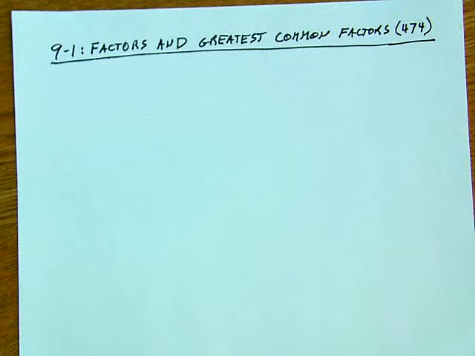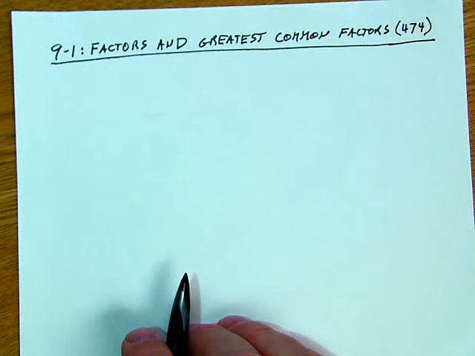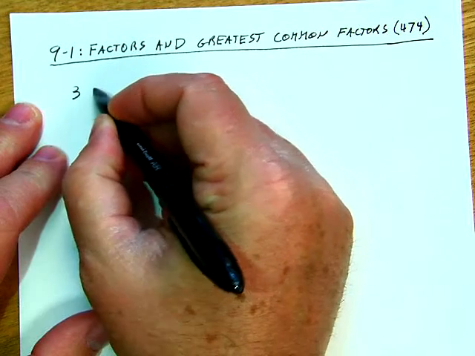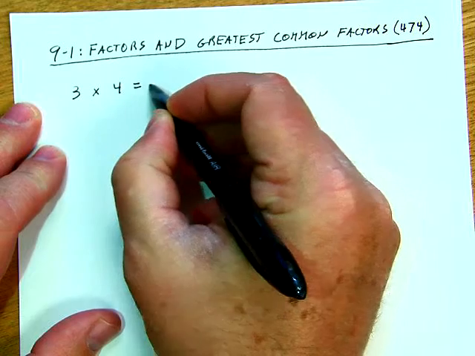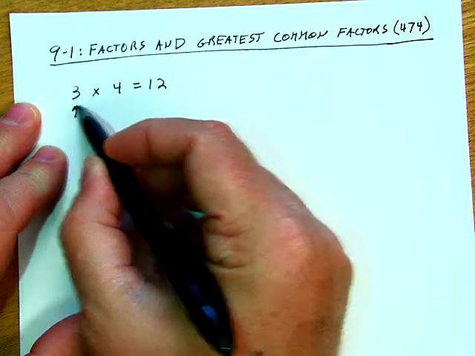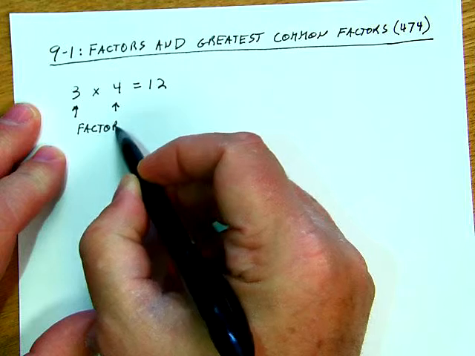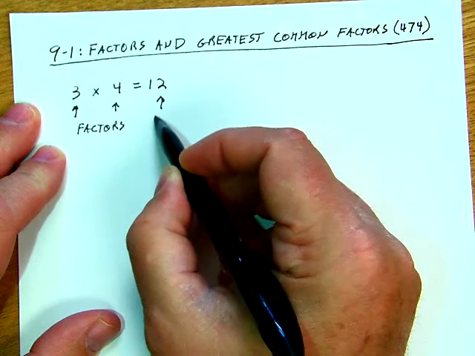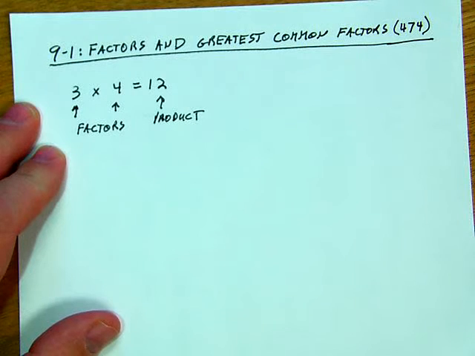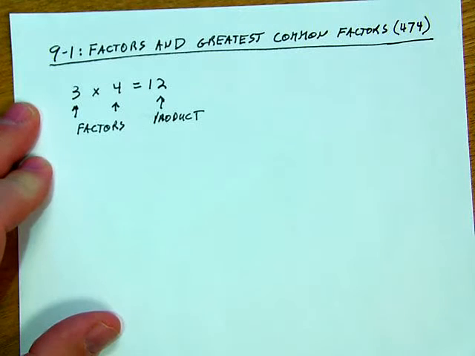Okay, let's start with section 9.1, factors and the greatest common factors, page 474 in your book. First of all, what is a factor? Well, if you remember that when we multiply two numbers together, such as 3 times 4 equals 12, the 3 and the 4 are called factors. The 12 is called a product. Okay? So what we're talking about today is the factors, how to figure out the 3 and the 4.